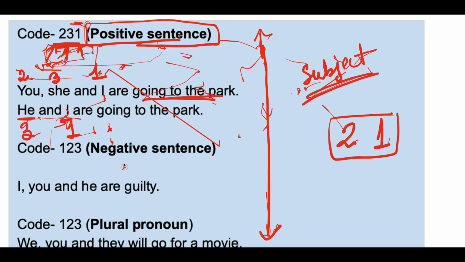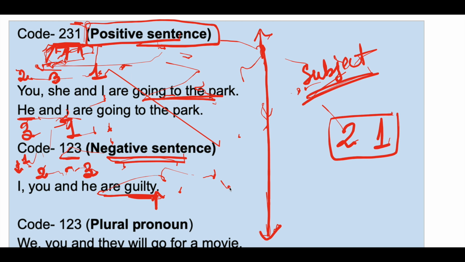Next, in case of negative sentences, that is, if the meaning is not good, if the meaning is negative, the code is 1, 2, 3. So I, you and he are guilty. Guilty is not good. It is a negative thing. That's why here code will be 1, 2, 3. So I is the first person, you is the second person, and he is the third person. 1, 2, 3. Again, if 2 is absent, then 1, 3. If 3 is absent, then 1, 2. If 1 is absent, then 2, 3.